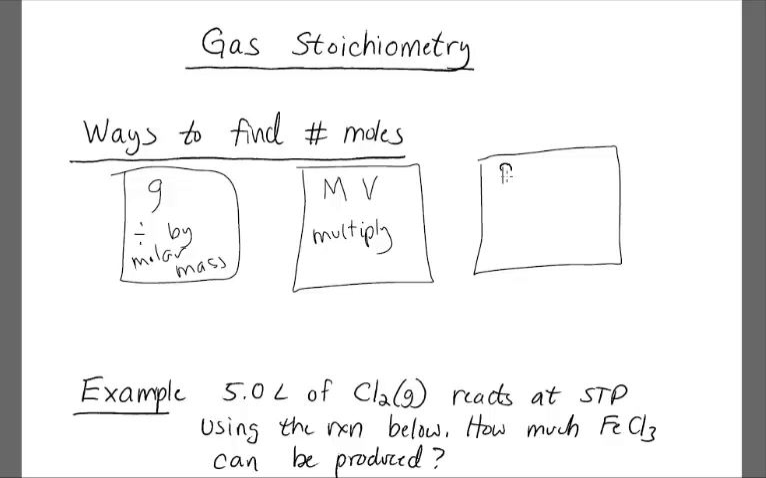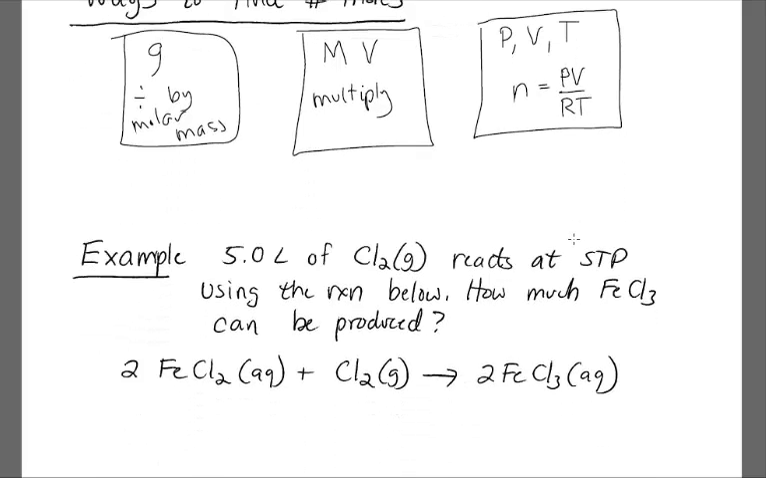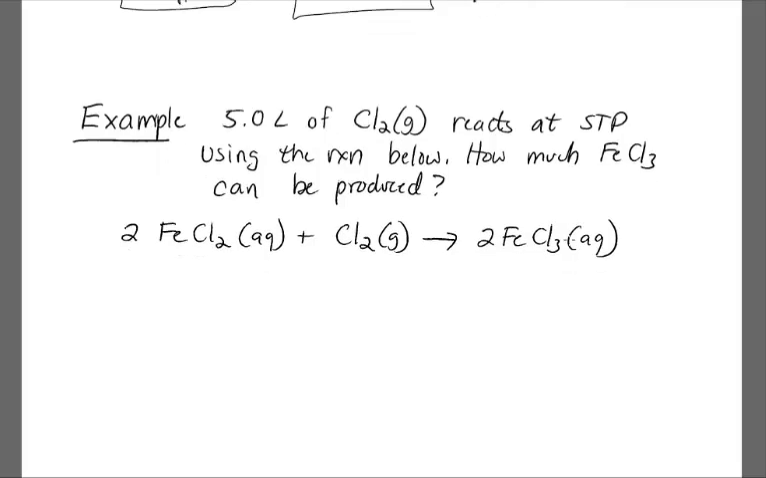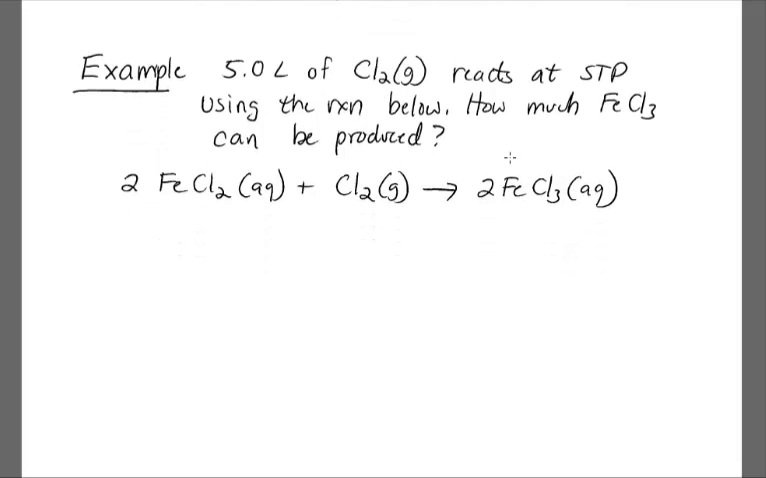And now we have a 3rd way to get to moles. We can use pressures, volumes, and temperatures, and we do this through the ideal gas law, where n is the number of moles and it equals PV over RT. So we can now solve stoichiometry problems of gases using something other than grams.